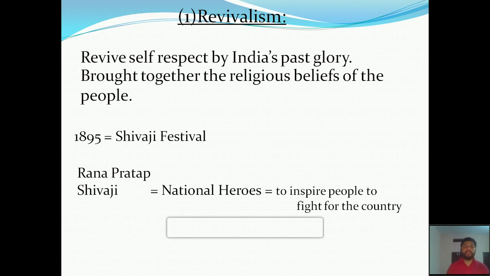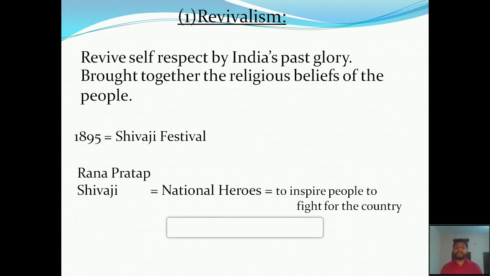All these national heroes and their stories were really inspiring the people to fight for the country. So that's what is meant by revivalism, looking back to the glorious past of the country. In the case of India, through these festivals, different national heroes were being praised, and it helped to inspire people to fight for the country.